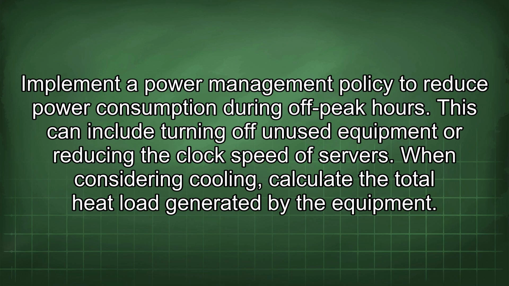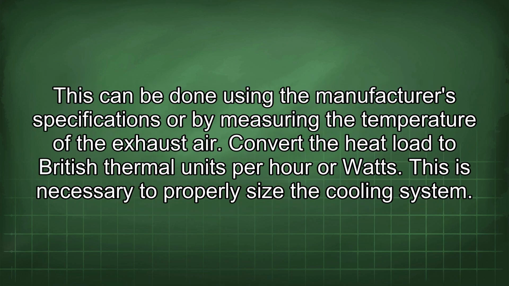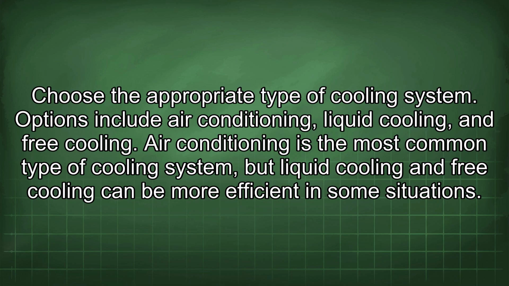When considering cooling, calculate the total heat load generated by the equipment. This can be done using the manufacturer's specifications or by measuring the temperature of the exhaust air. Convert the heat load to British thermal units per hour or watts. This is necessary to properly size the cooling system. Choose the appropriate type of cooling system. Options include air conditioning, liquid cooling, and free cooling. Air conditioning is the most common type of cooling system, but liquid cooling and free cooling can be more efficient in some situations.